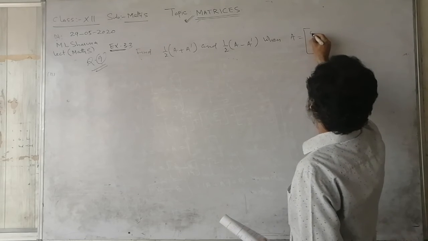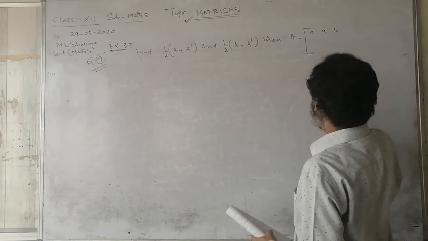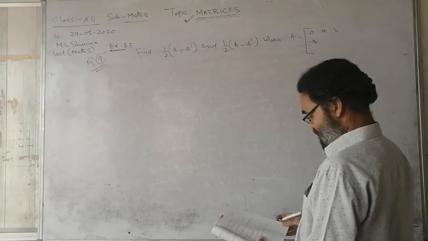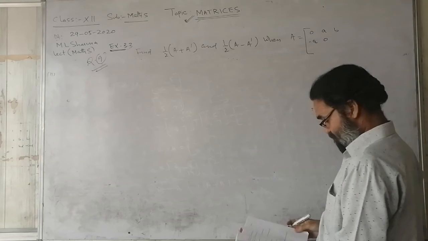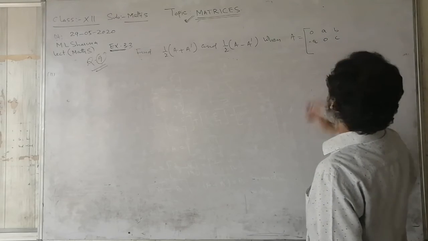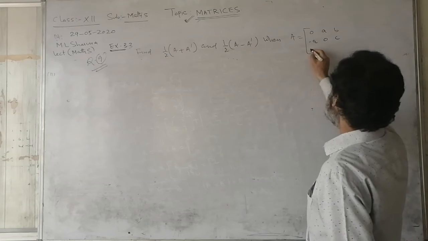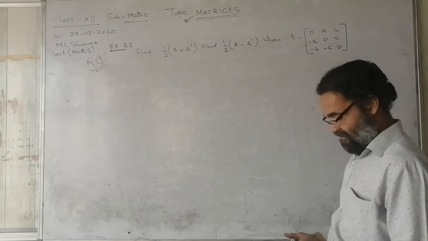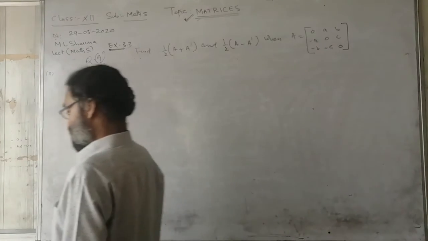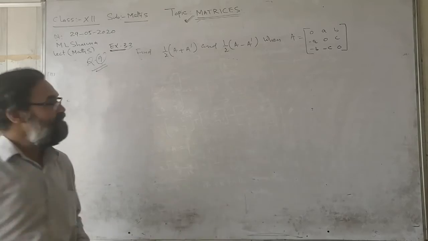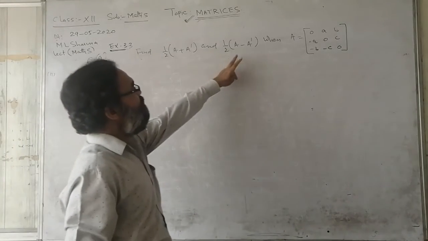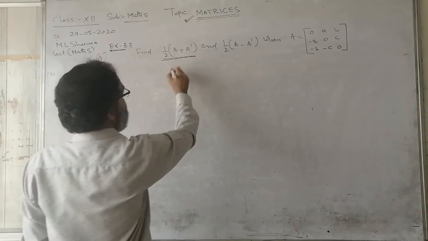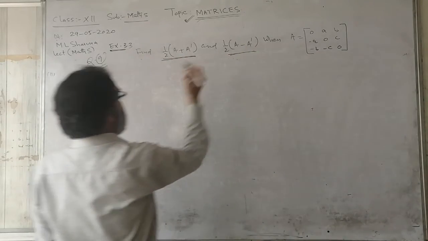Its elements are 0, a, b, minus a, 0, c here, minus b, minus c, 0 here. So this is matrix A, a 3 by 3 matrix. It is given. You have to find this value and this value. Again, this is an easy one. Say this is part first, this is part second.